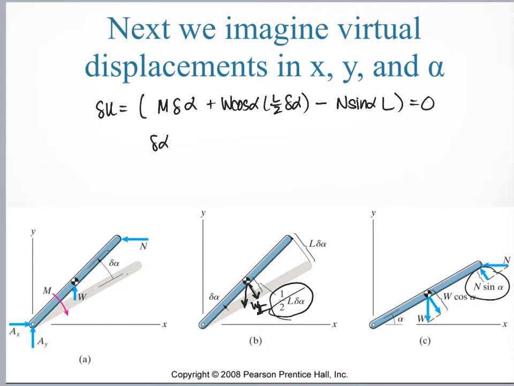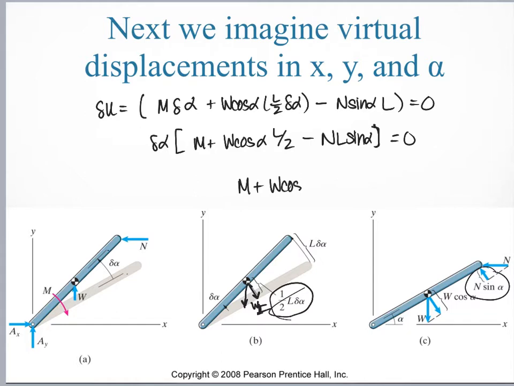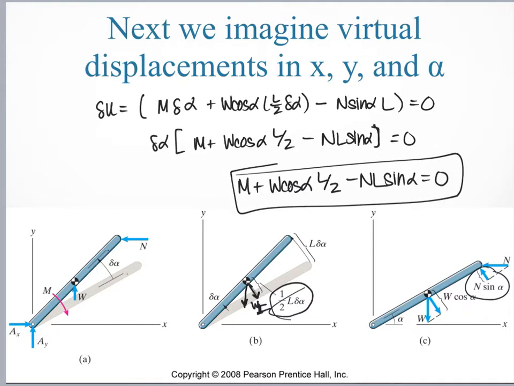Again, we're going to factor out the delta alpha and get M plus W cosine alpha times L/2 minus N L sine of alpha. And so that one was a little bit harder, but we still are going to get a relationship between our values. And so you can see that what we did here is with these 3 different virtual displacements, we can sort of come up with these equations that relate our forces that we're going to want to find.